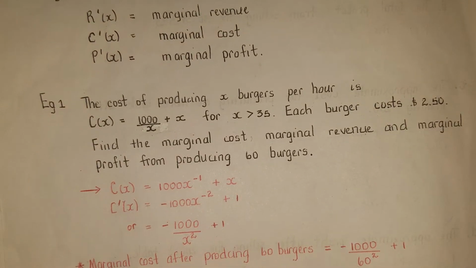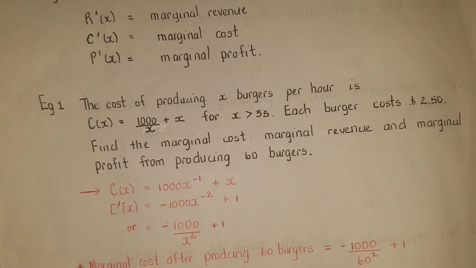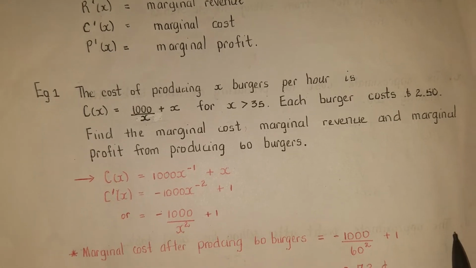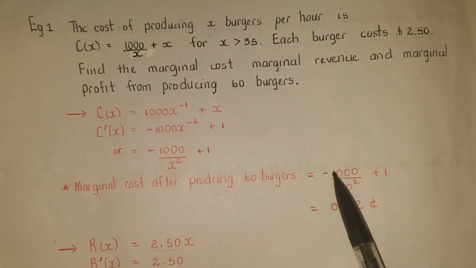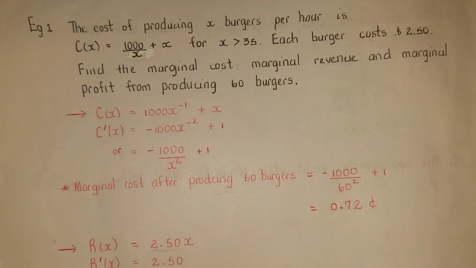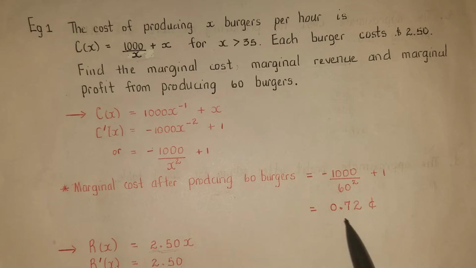Now, we want the marginal cost for producing 60 burgers, meaning after making 60 burgers, if someone wants an extra burger, what's the additional cost? So we will simply plug 60 in this X area, and that will give us -1000 over 60 squared plus 1, which equals 72 cents. So after producing those 60 burgers, if someone wants one more burger, it will have an additional cost of 72 cents.